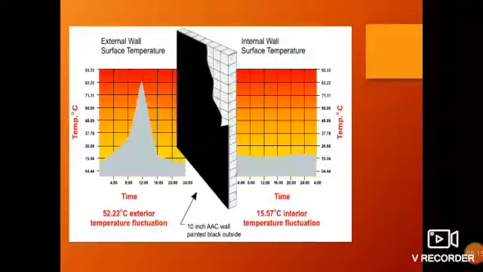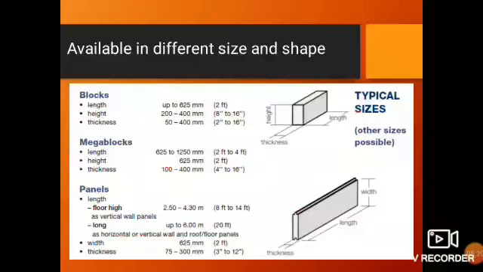Because of the use of AAC block, there is a fluctuation in the interior and exterior temperature, while the surface temperature of the exterior wall is comparatively more than the interior wall. In the next slide we can see the blocks and panels which are available in different sizes and shapes.